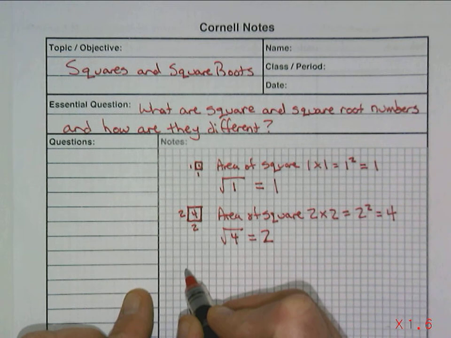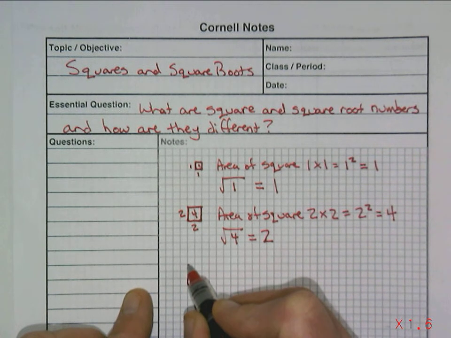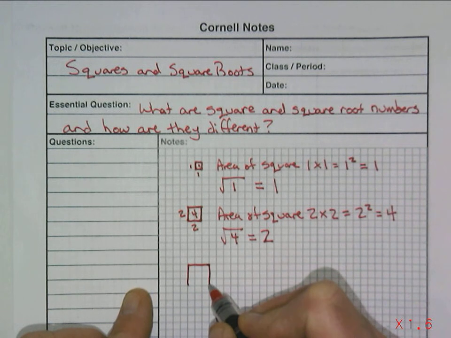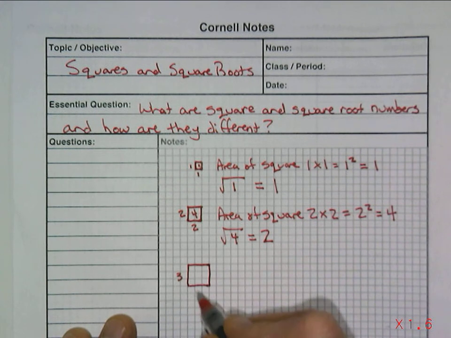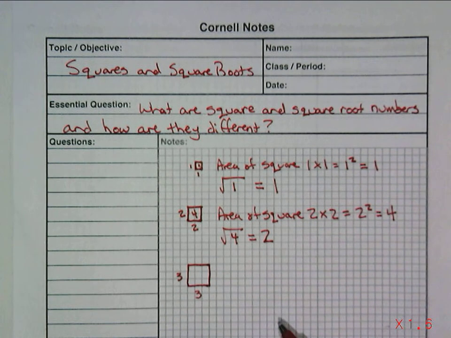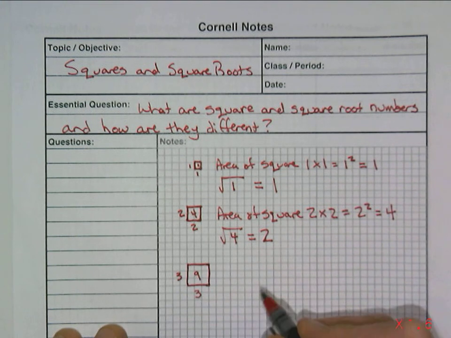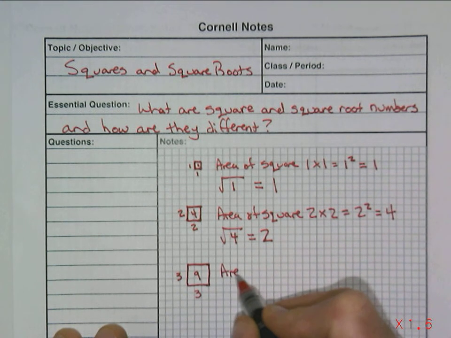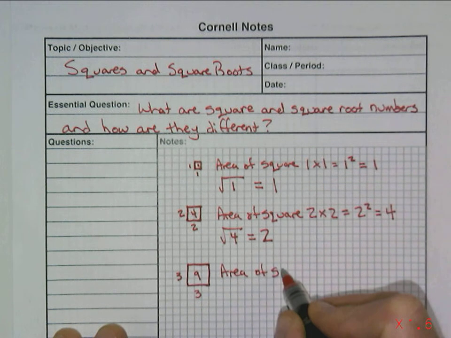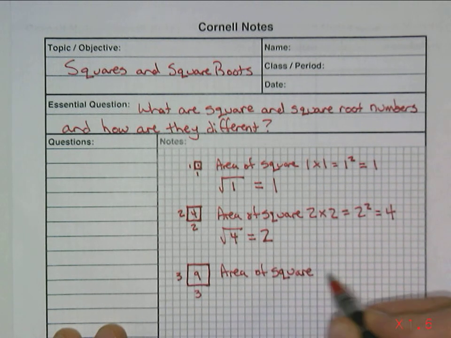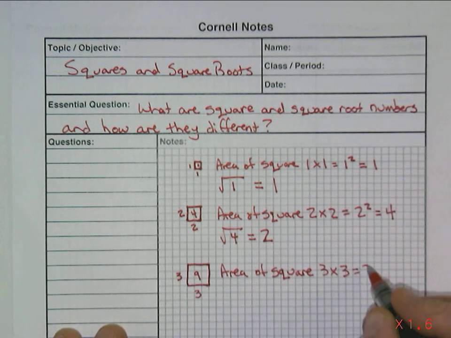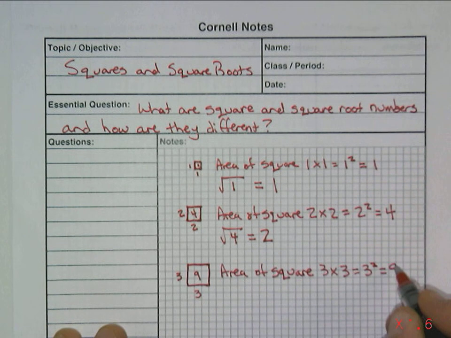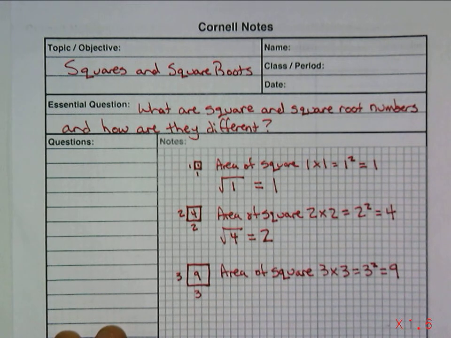So let's do another one, a little larger. See where we're going with this. If I make the next biggest square on my grid paper, that square is a 3 by 3 grid, and the area of the square is 9. So again, the area of the square is 3 times 3, or 3 squared, which is an area of 9. So there's 9 squares in that square.